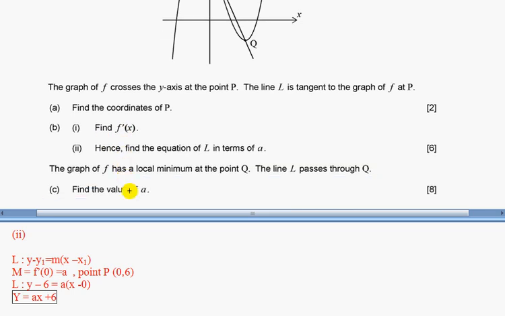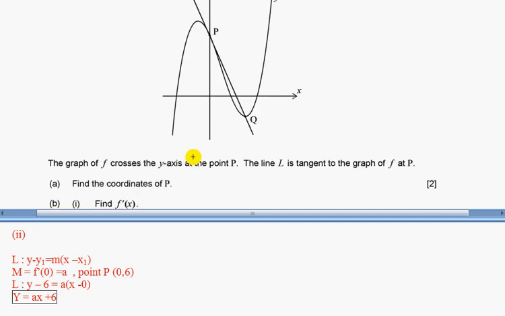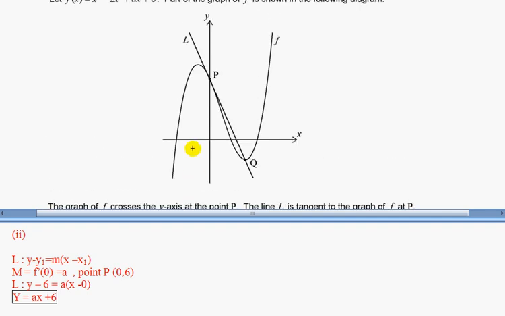The graph of f has a local minimum at point Q. The line L passes through Q. Find the value of a. So we have actually two conditions. Line L, which is tangent, intersects with the function, that is one condition, and second, Q is a minimum. Using these two conditions, we should find a.